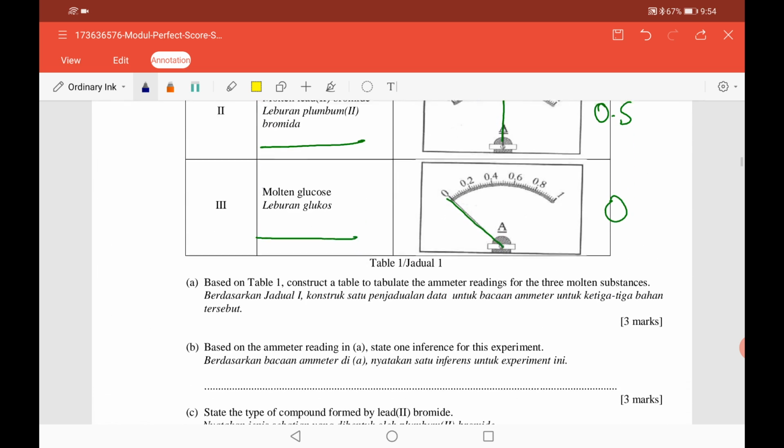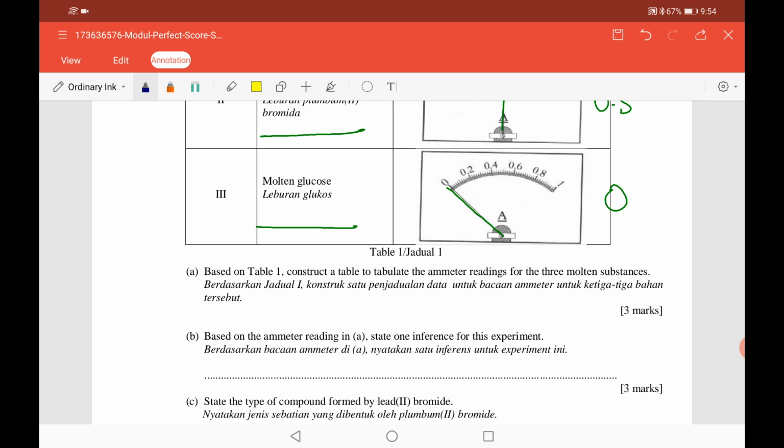Now let's look at the questions. Question B: based on the ammeter reading, tell me one inference for this experiment. So what is the inference?